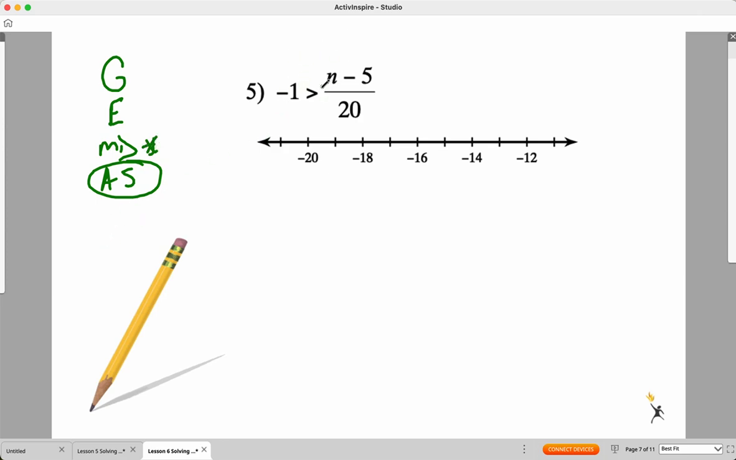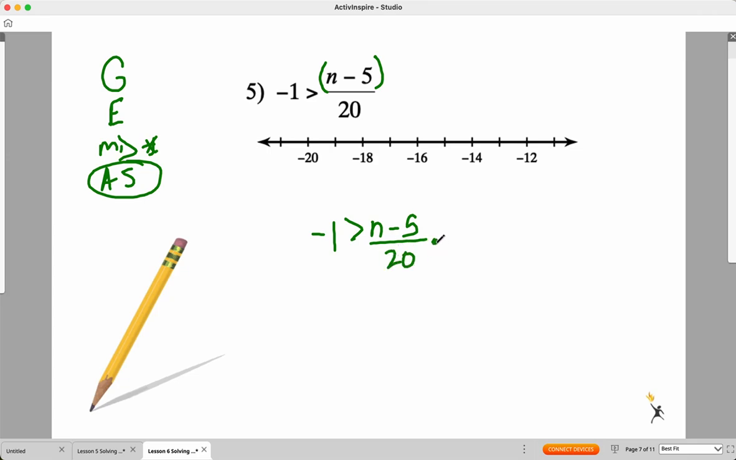And here's the reason why. Anytime we have this line across an entire expression, it's giving you an implied parenthesis, saying, okay, there's really a set of parentheses around n minus 5 divided by 20. And it's going to say, do n minus 5 first, then divide by 20. So we'd be going parentheses, and then division. Well, if I'm going in reverse, I'm actually going to do n minus 5 over 20.